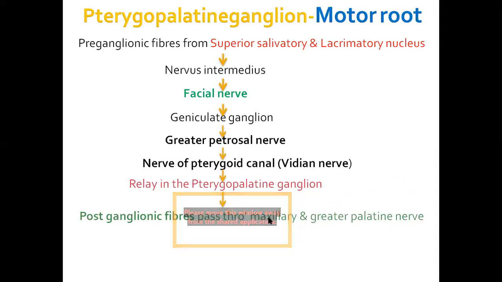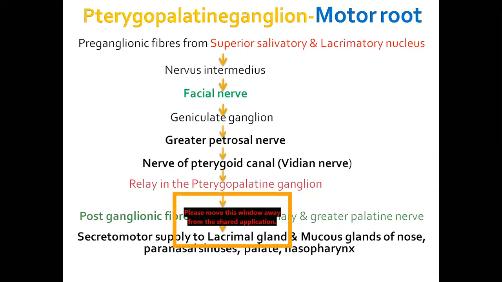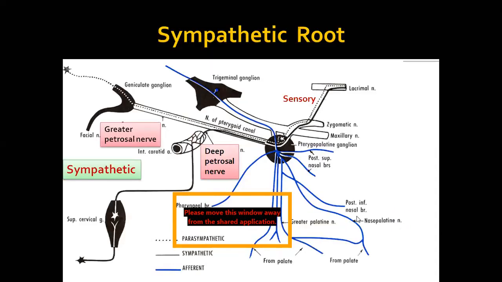So it passes through two nodes, maxillary and greater palatine nerve. From there, through secretomotor fibers, it supplies the lacrimal gland and mucous glands of the nose, paranasal sinus, palate, and nasopharynx. Okay, so that's all about the parasympathetic route. Next we'll see about the sympathetic route.